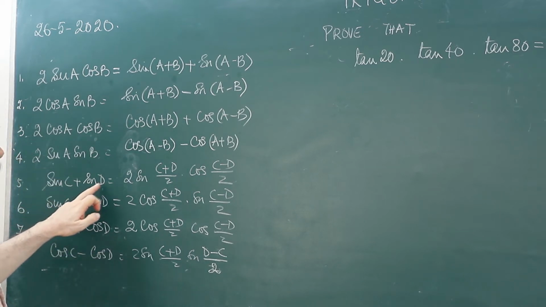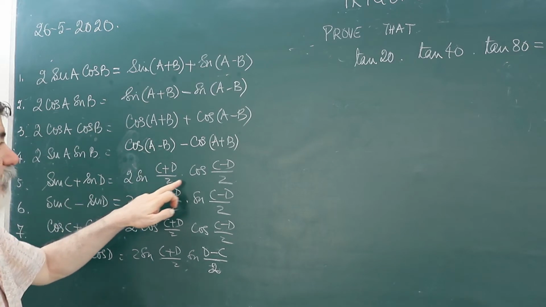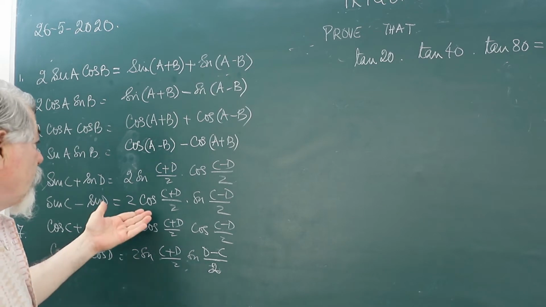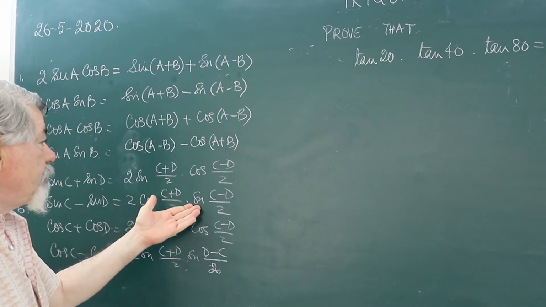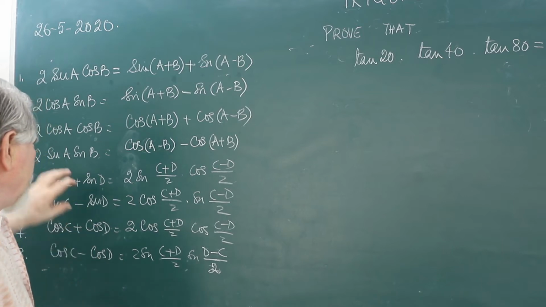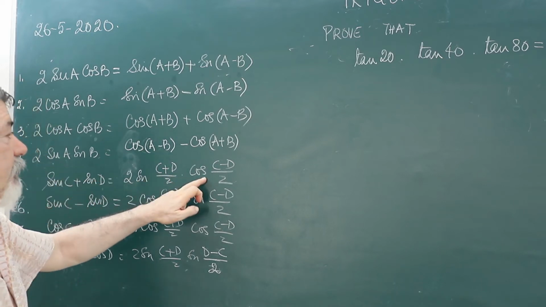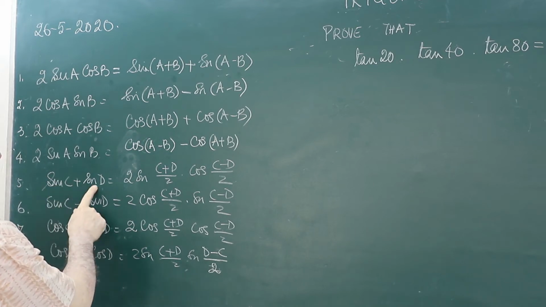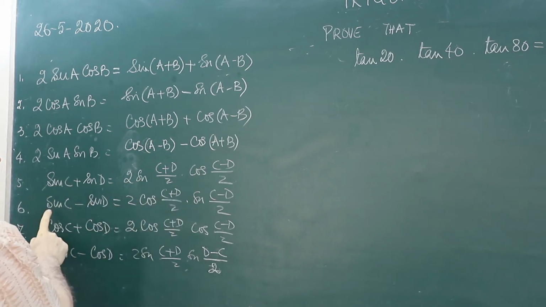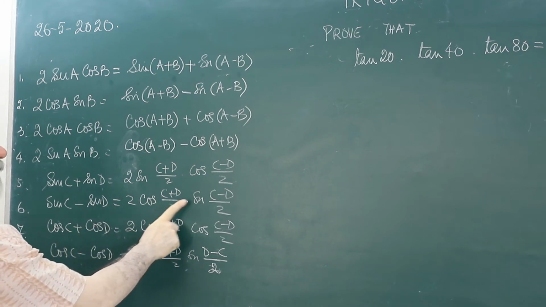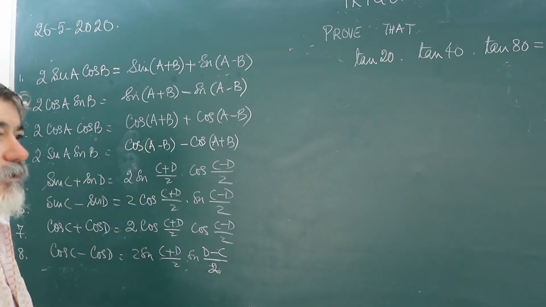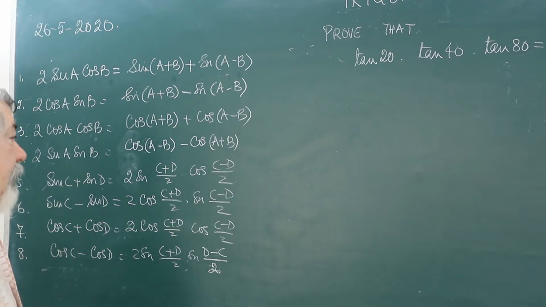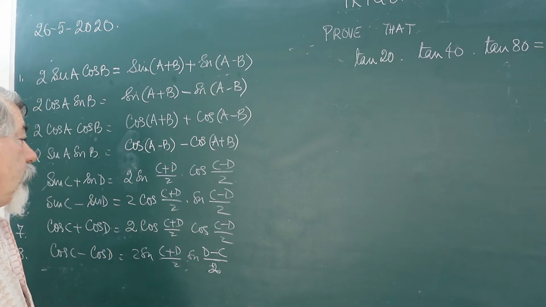Sin C plus sin D is 2 sin C plus D by 2, cos C minus D by 2. Sin C minus sin D is 2 cos C plus D upon 2, sin C minus D by 2. In sine formulas, if it is sin C plus sin D, you are getting sine and cos, and for sin C minus sin D, you are getting cos and sine. But when it comes to cos C plus cos D or cos C minus cos D, we will get either both cos or both sines.